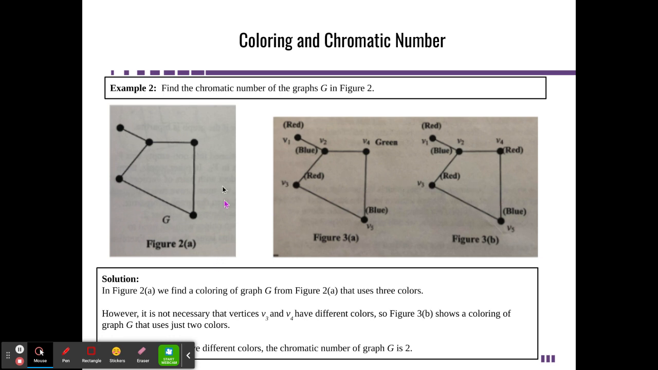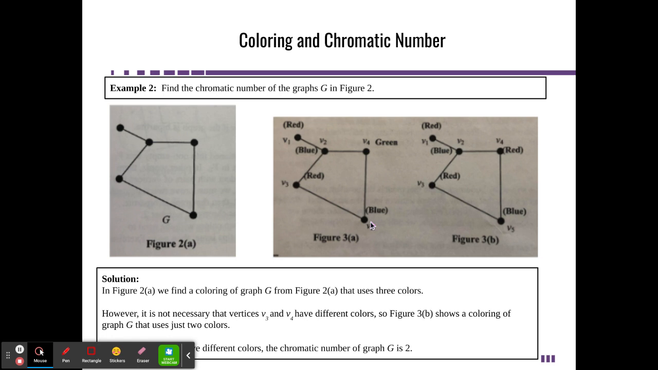Take a look at graph G, and we want to find a chromatic number. To do that, we have to color it first. To start off, we use three colors. Vertex 1 was red, then we did blue, and then we did red, and over here we went green, and then we went blue.